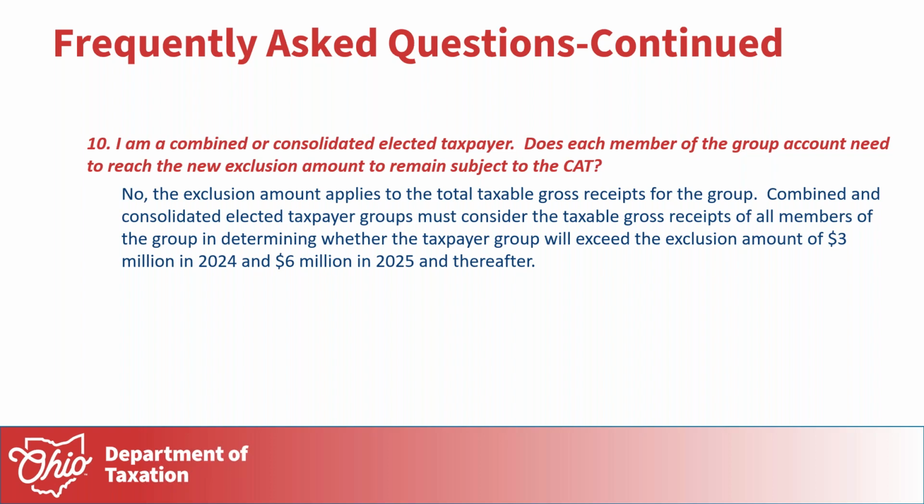So the answer to this question is no, the exclusion amount applies to the total taxable gross receipts for the group. Combined and consolidated elected taxpayer groups must consider the taxable gross receipts of all of its members in determining whether the taxpayer group will exceed that exclusion amount of $3 million in 2024 and then $6 million in 2025 and thereafter.